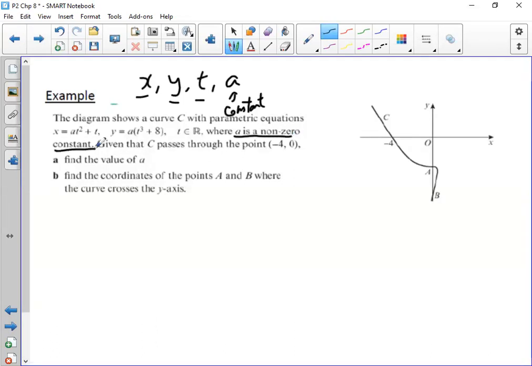That means once we found the value of a, it stays as that number or that value throughout the whole question, because a is a constant. That means a does not change. X, y, and t, however, will change in the context of the question based on different points. Remember, t is like time.